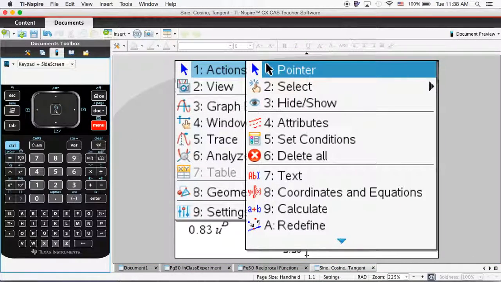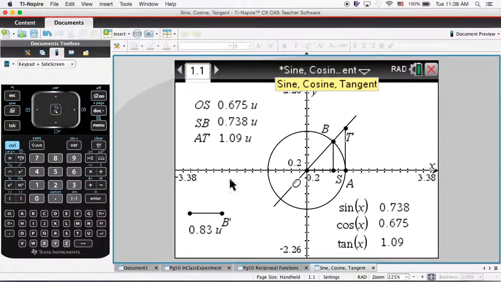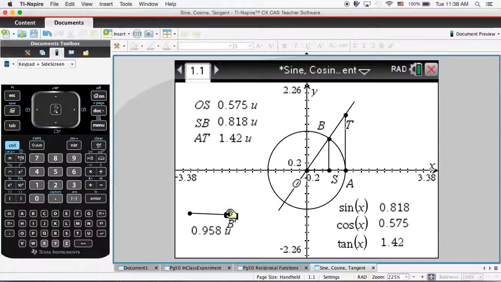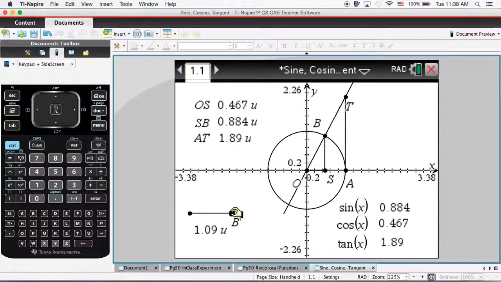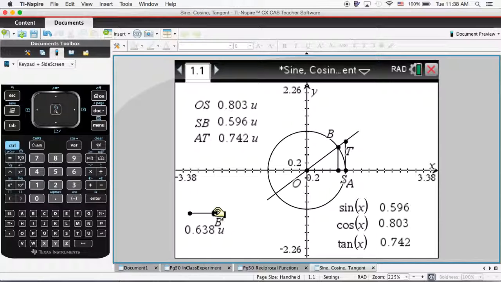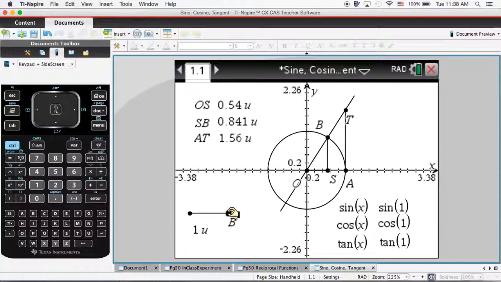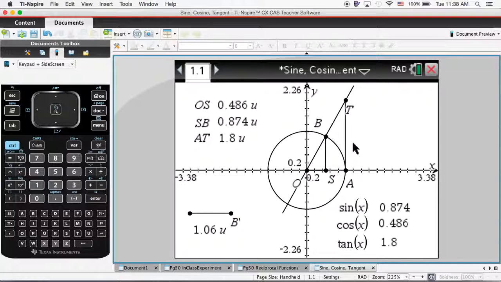Since this is geometry software, let's move this B around to see if you can find the invariance, which is something that doesn't change. When I move B prime to the right, you realize that B is going towards pi halves, which is 90 degrees. As BS gets longer, AT gets longer, and OS gets shorter. You can see it from the lengths. But at the same time, I want you to realize that sine, cosine, and tangent change as well.